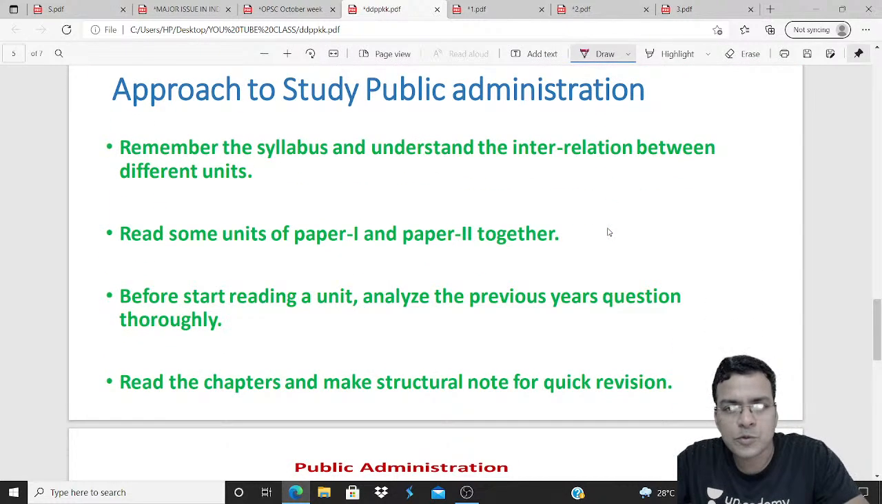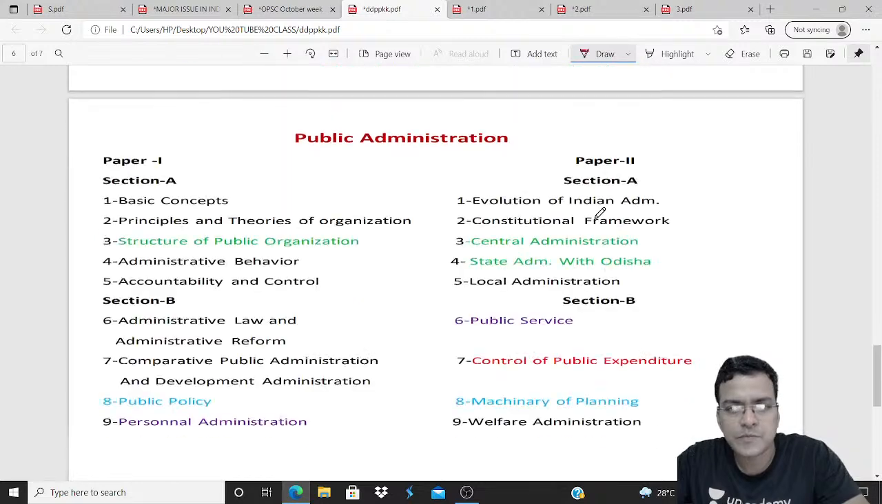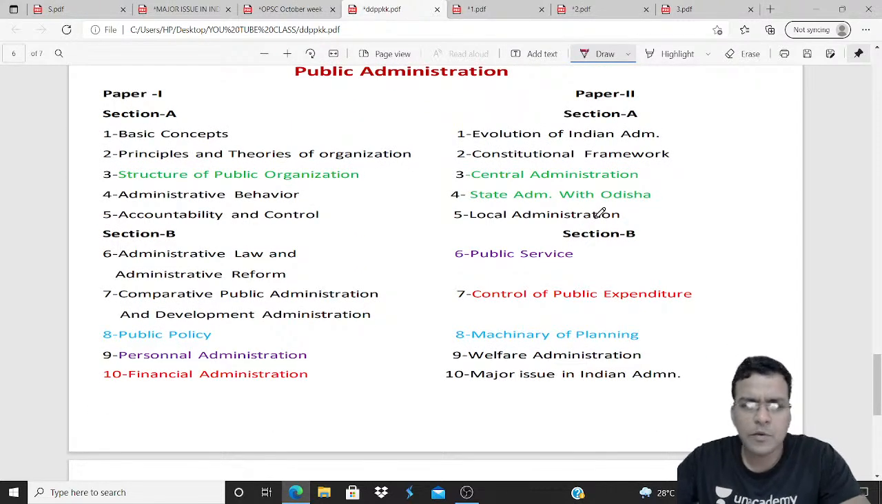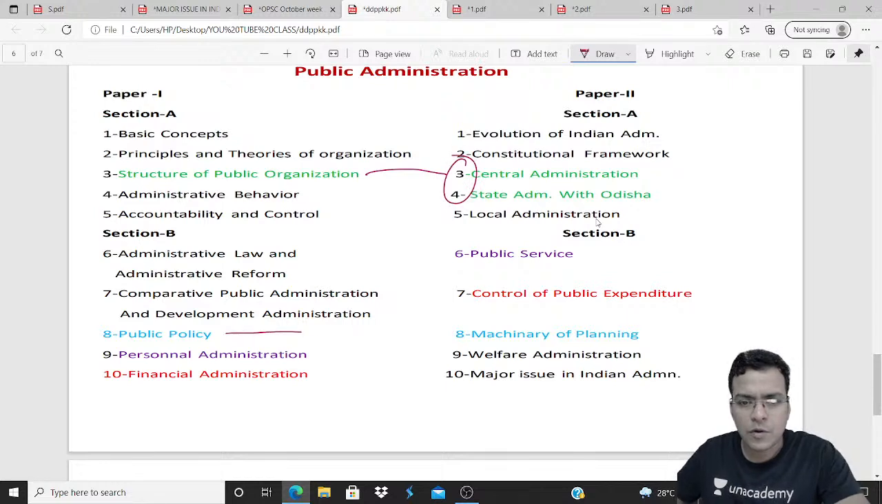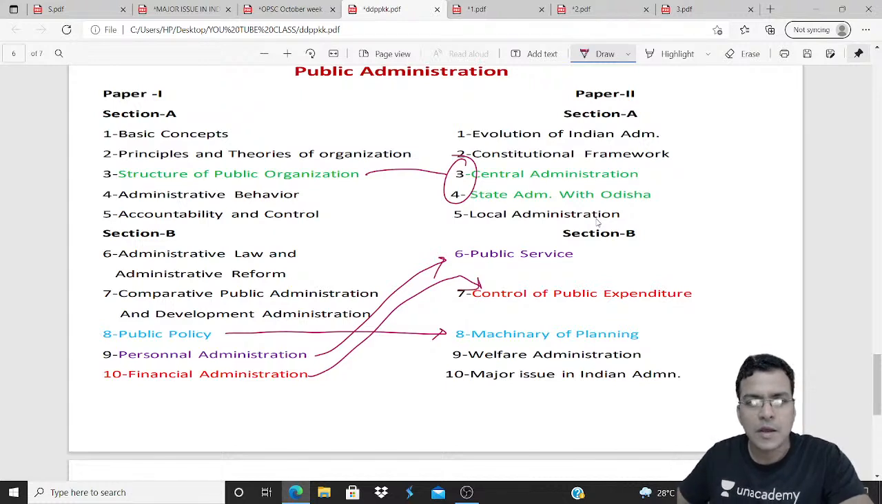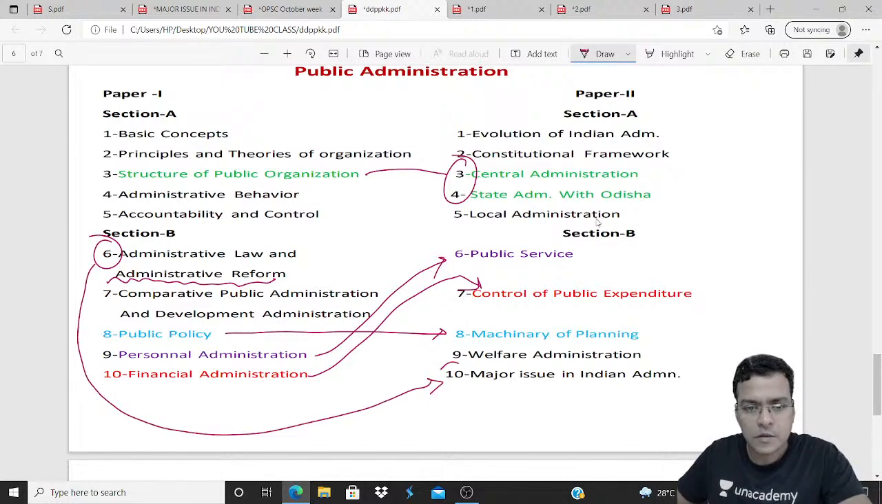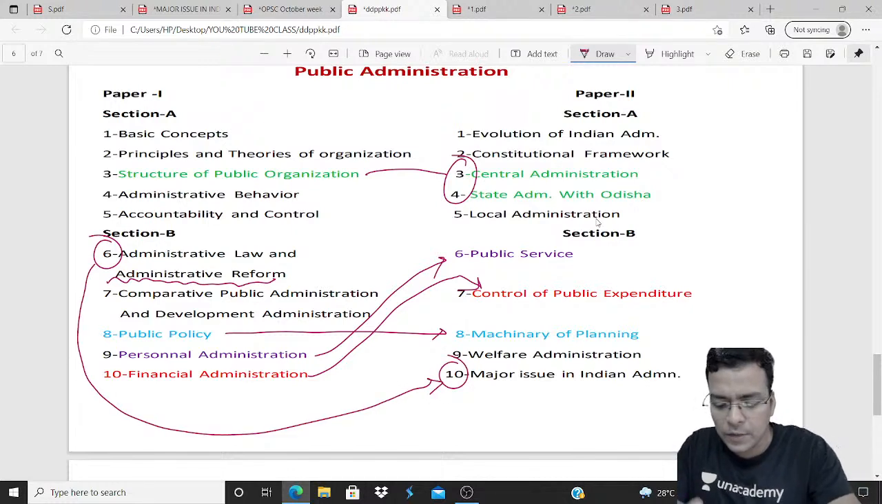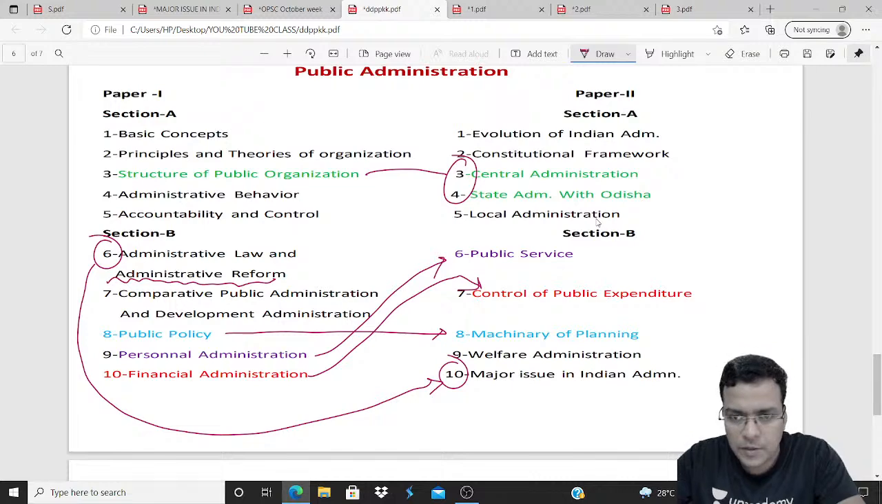This should be your approach to study public administration or any other optional. You read paper 1 along with paper 2, units 3 and 4, policy planning, personnel policy, financial control of public expenditure, and what I told in unit 6, IT is there, unit 10 same thing. So you have to interpret paper 1 in paper 2. Only then you will get more marks.